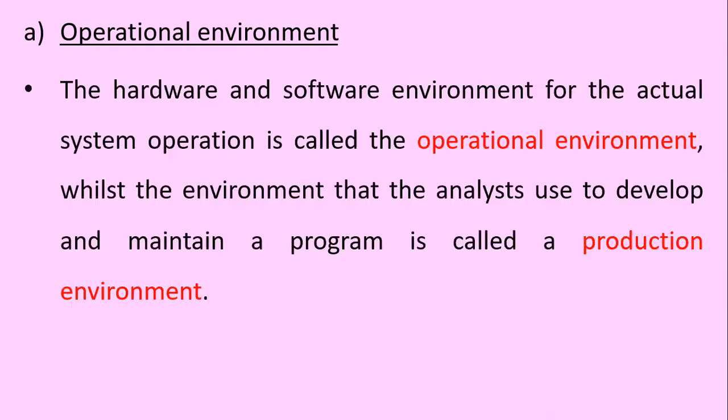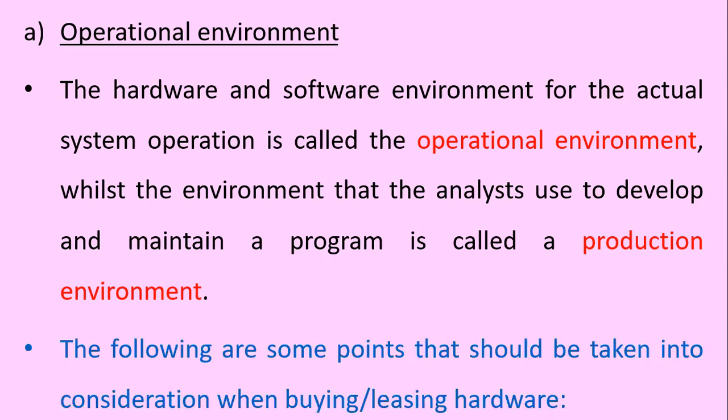The operational environment. The hardware and software environment for the actual system operation is called the operational environment, while the environment that the analysts use in order to develop and maintain a program is called a production environment. The following are some points that you should put into consideration when buying or leasing the hardware.